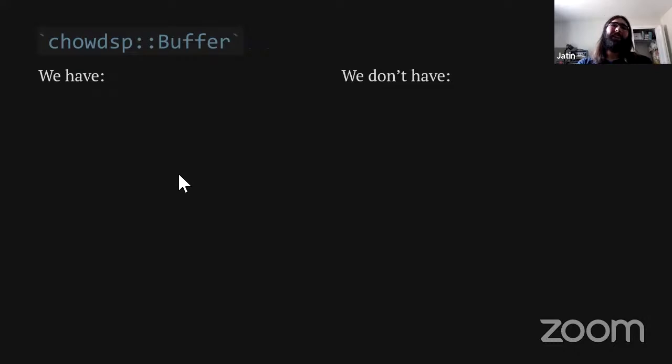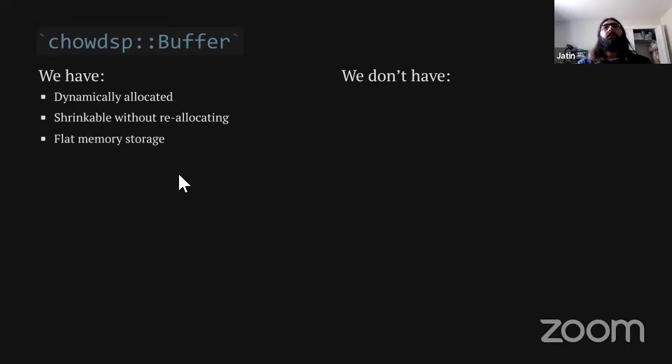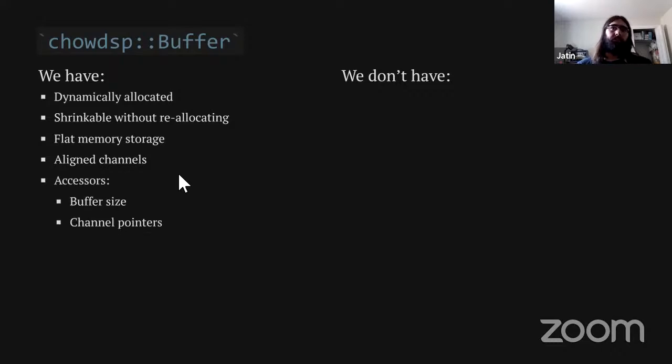And that's it. So that might seem very small, and I promise we'll get to more of the fancy stuff in a second. But just to recap what we've got so far, we have a dynamically allocated buffer. We can shrink the buffer without reallocating it. We have all of the data in our buffer laid out in one flat block of memory. We have channels that are aligned to some byte boundary that you can choose. We have accessors for the buffer size information and for the individual channel pointers. And we have a function that lets us clear the buffer.